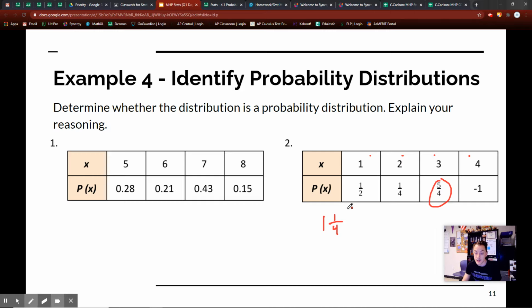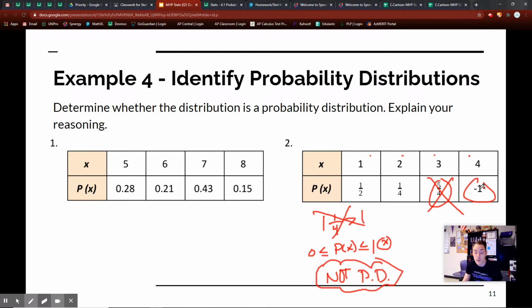That's not good. Why? Because it's greater than 1, which means this is not a probability distribution. It's also not a probability distribution because of this -1. So it fails this condition: the probability must be between 0 and 1. It fails that condition, so not a probability distribution again.